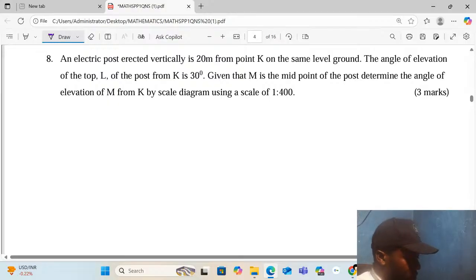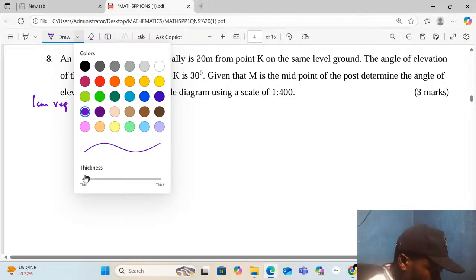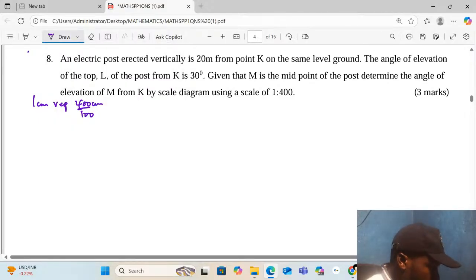And the scale is 1 to 400. That means 1 centimeter represents 400 centimeters. Converting it to meters, we divide by 100, so that 1 centimeter on this paper will represent exactly 4 meters. Whenever we have 1 centimeter, that means it is representing 4 meters.